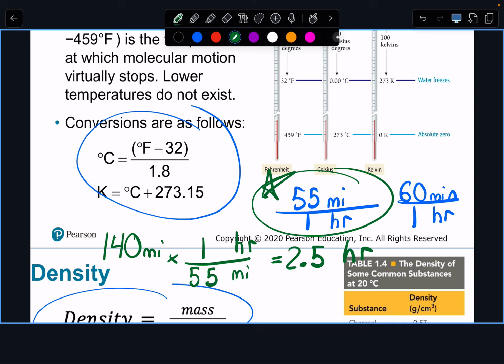So like I said, if you had done multiplication, you would have been like, oh, that can't be right, because it's not going to be 7,700 hours. You would have been like, oh, I'm supposed to divide. But this proves to you why you're dividing. You need to divide by 55 because you need the miles to cancel out and you need to be left with hours.